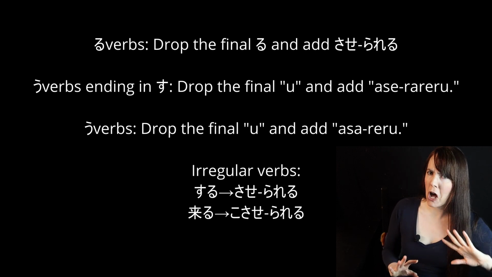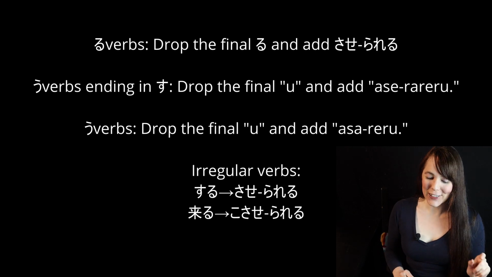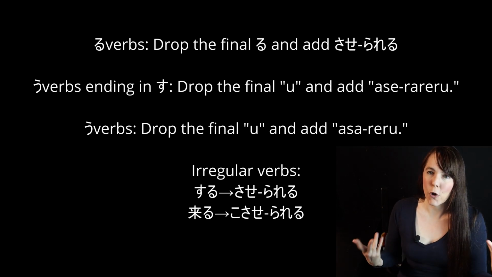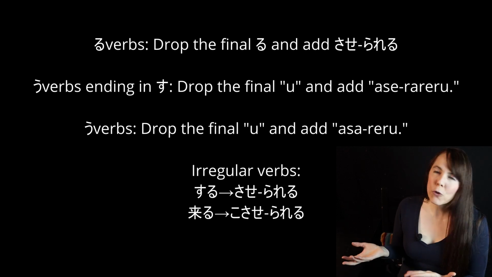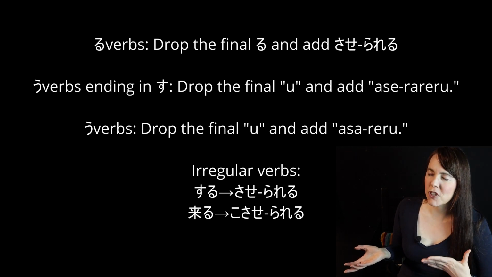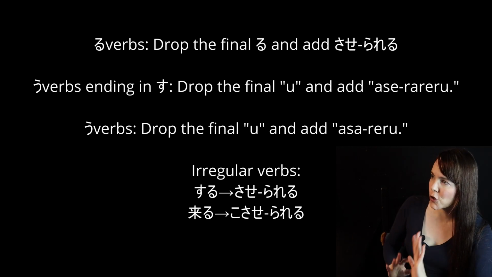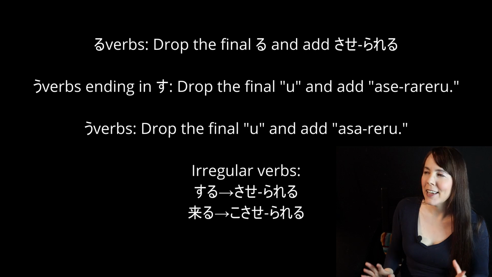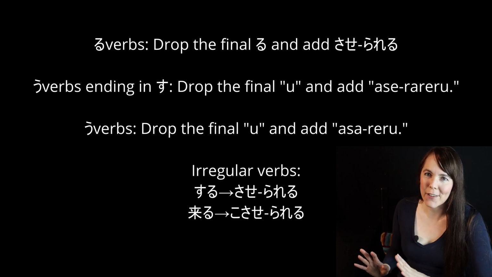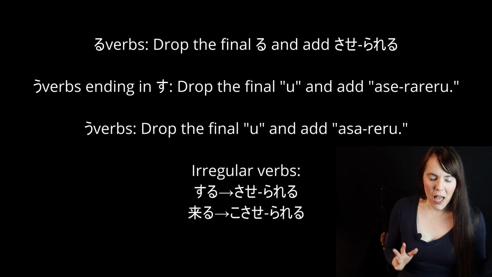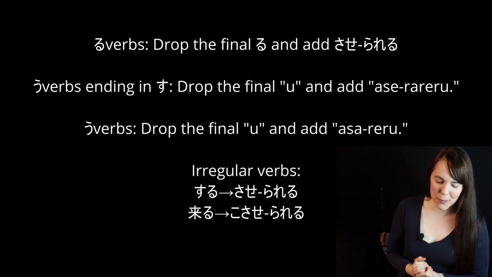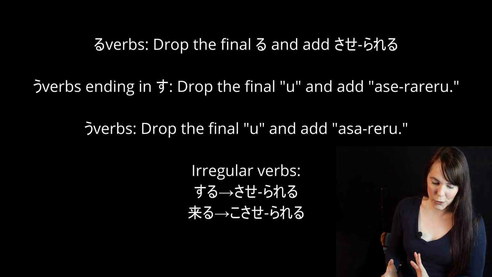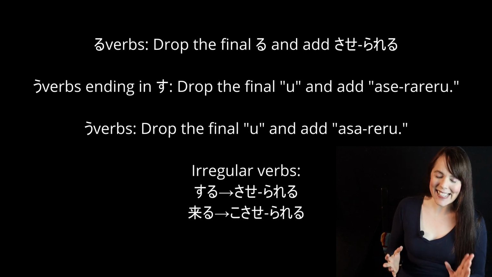For u verbs that are not su, drop the final letter u, so think of this as romaji, not hiragana, drop the final letter u and add asareru. I'm using hyphens in this, by the way, just to help you parse it out because there's just so many extra syllables you have to add. You don't actually use hyphens in these verbs. Irregular verbs, they love to be unique. This is no exception. Suru, saserareru, kuru, kosaserareru.